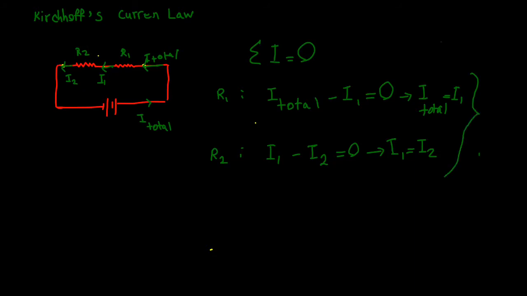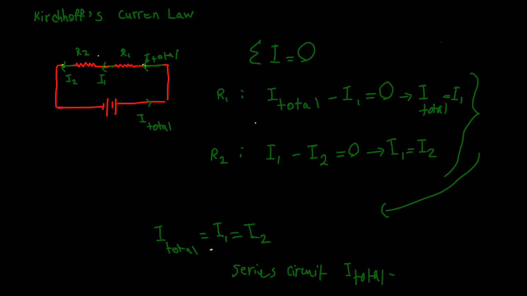So let's look at what's the conclusion. So I1 is equal I total. So I write I total equal I1, and I1 equal I2. It means I1 equal I2 equal I total, or in general, I can say for a series circuit, I total equal I1 equal I2 equal IN.